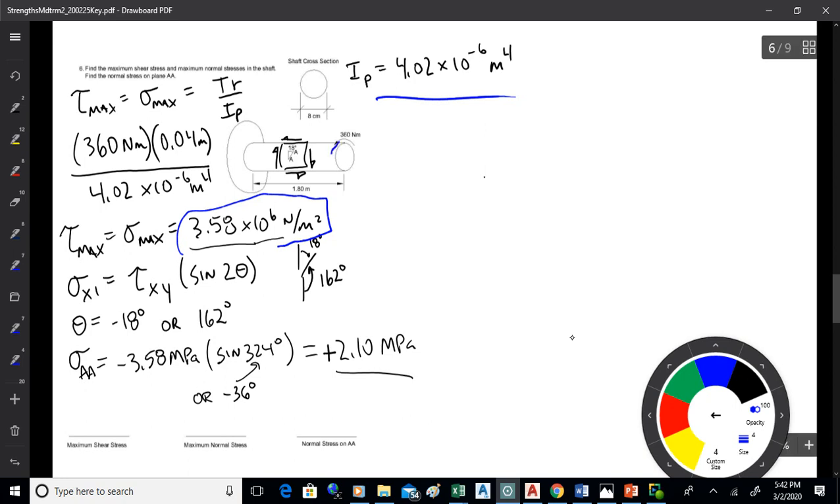Also, based on this torsion, you have a shear there that is negative on the x-plane there. So tau xy is actually negative 3.58. So you got negative 3.58 times the sine of either 324 or negative 36. So that'll get you a positive 2.10 megapascals.